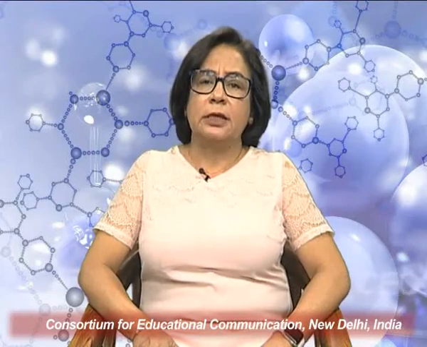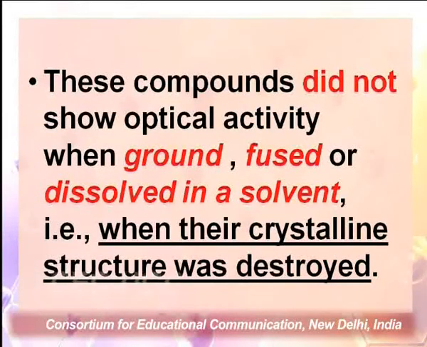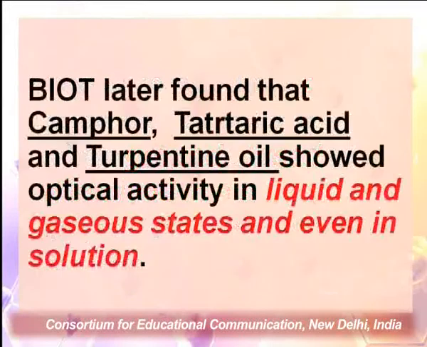French physicist Biot in 1813 showed that some inorganic substances like quartz, rock crystals and crystals of potassium chlorate, potassium bromate and sodium periodate showed optical activity in crystalline form. But these compounds did not show optical activity when they were ground, fused or dissolved in a solvent. Therefore, Biot concluded that the optical activity of these compounds was due to their crystalline structure, which was destroyed when the compound was ground, fused or dissolved in a substance.